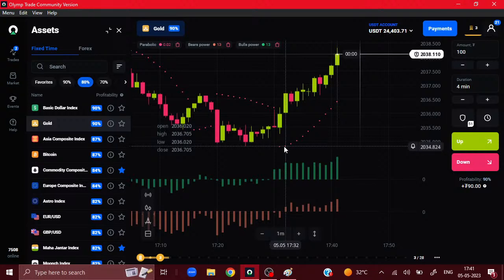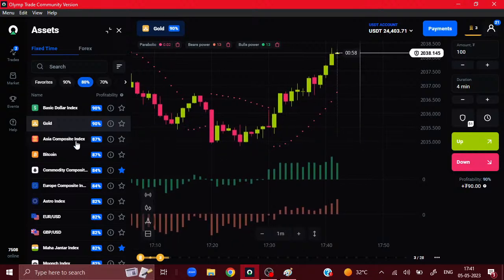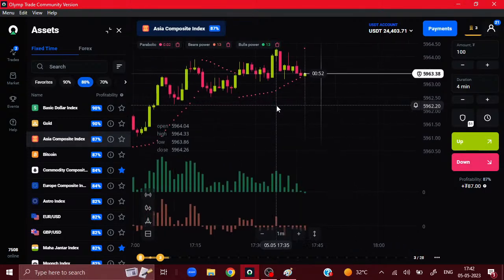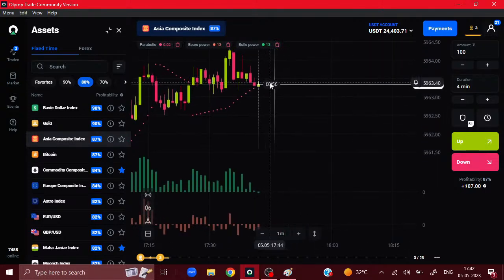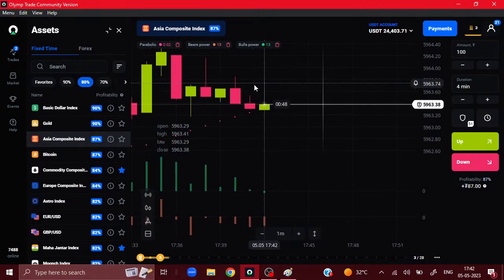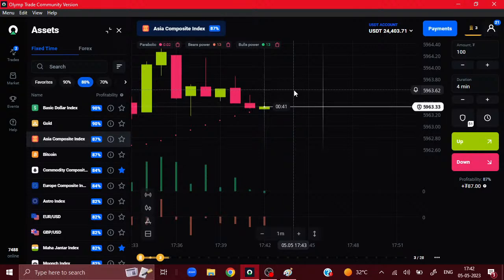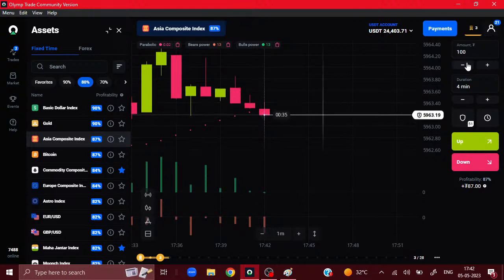Okay, let us try to find an entry. Meanwhile, guys, if you are able to find an entry on the chart, please feel free to mention it in the live chat. Here we can see in the Asia Composite Index, both the bull's power and bear's power oscillator are indicating below the zero line. The parabolic has shifted above the candle, so it is a signal for a downward trade. So right now I'm entering into a downward trade for 4 minutes.